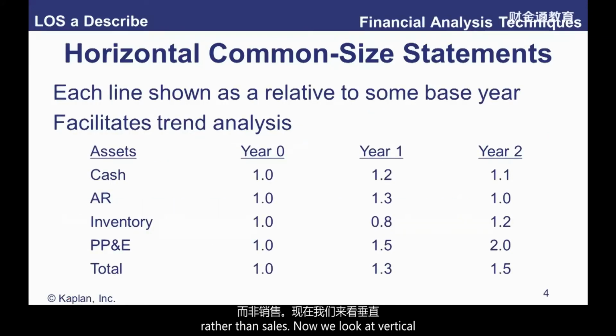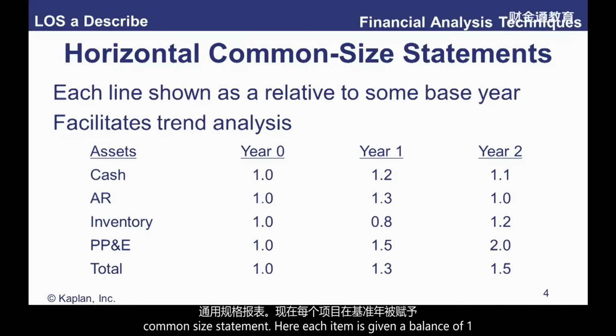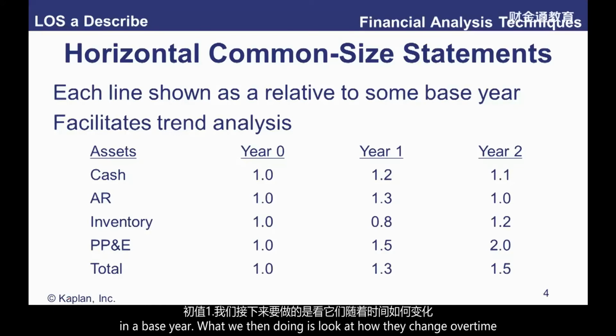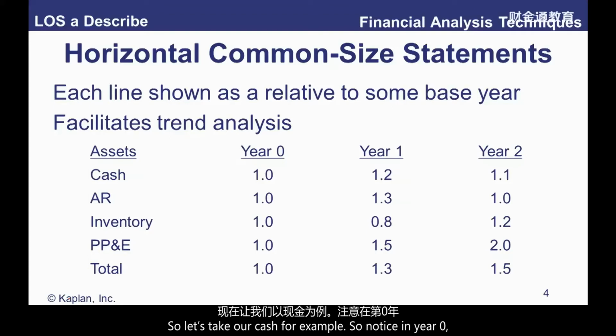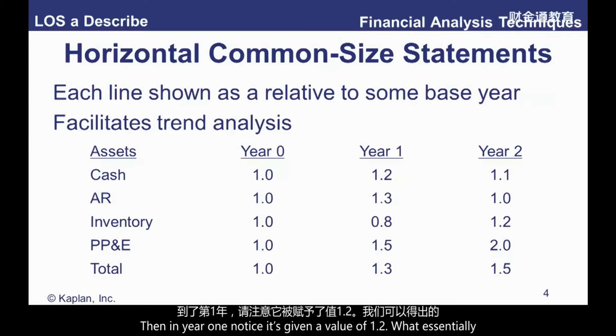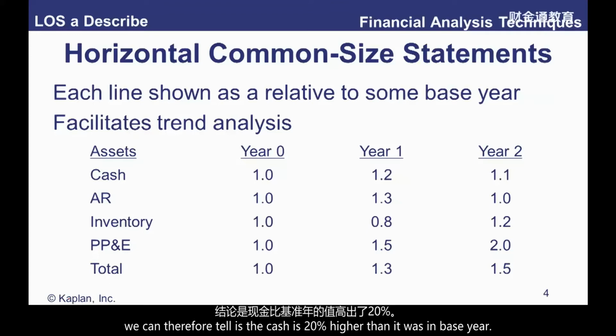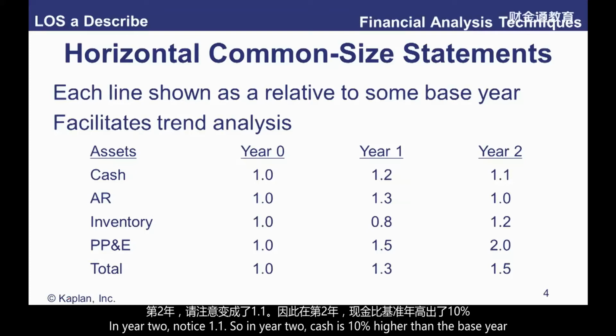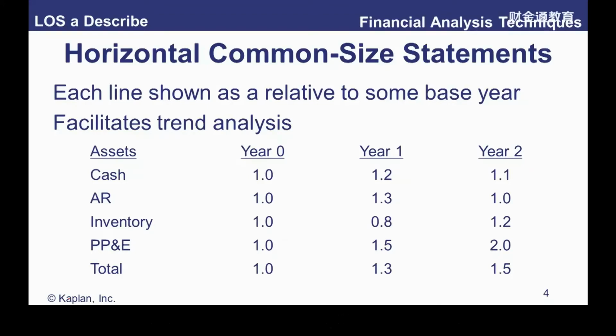Now we've looked at vertical common size statements, but we haven't touched on horizontal common size statements before. Here, each item is given a balance of 1 in a base year. What we're then doing is looking at how they change over time. So let's take our cash for example. Notice in year 0, our base year, it's given an index value of 1. Then in year 1, notice it's given a value of 1.2. Well, essentially we can therefore tell that cash is 20% higher than it was in the base year. In year 2, notice it's 1.1. So in year 2, cash is only 10% higher than the base year.